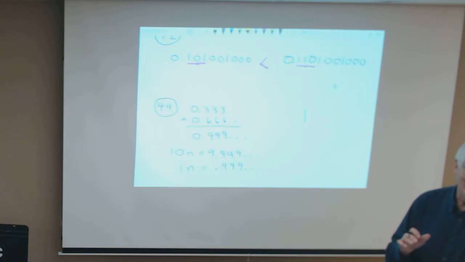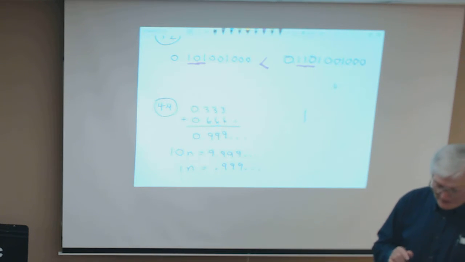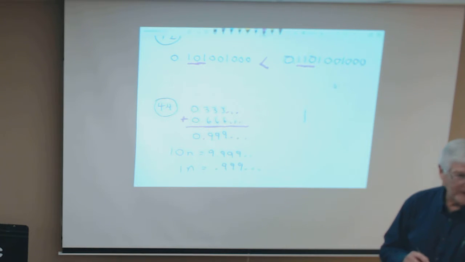44. Oh, you're not going to like this one. This one's going to make somebody mad, or else give them a headache. 0.333... plus 0.666... adds up to 0.999... Agreed? Now, is that less than, greater than, or equal to 1? You're not going to like this.